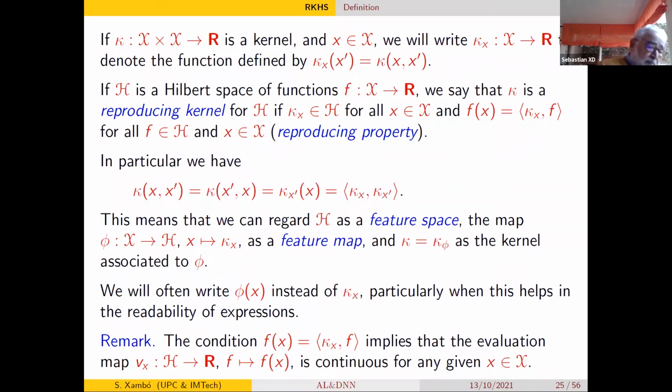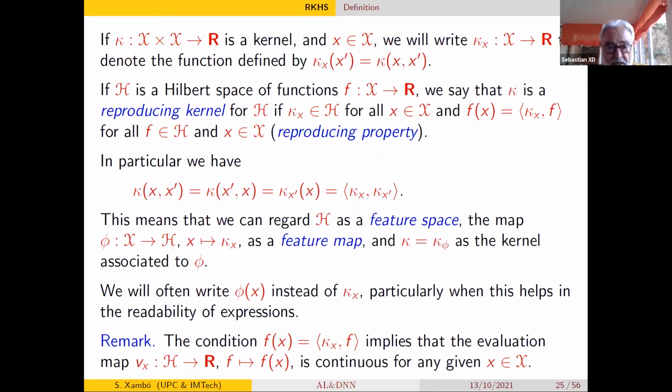Well, in particular, we have this. Kappa of x, x prime, by symmetry, is kappa of x prime, x. This is kappa sub x prime applied to x. But then you take for f kappa sub x prime, and it turns out that this will be the inner product of kappa x and kappa x prime. So it means that under these circumstances, the kernel can be defined by an inner product in the Hilbert space.